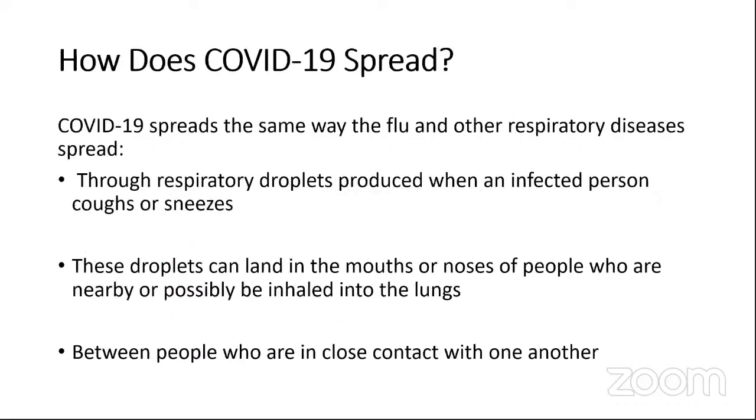How does it spread? It spreads the same way as other viruses causing respiratory diseases, through respiratory droplets. These droplets are produced when an infected person coughs or sneezes, and they can land on your mouth, nose, pharynx, throat, or sometimes be directly inhaled into your lungs. So spread occurs between people who are in close contact with one another, especially within a 6 feet radius.